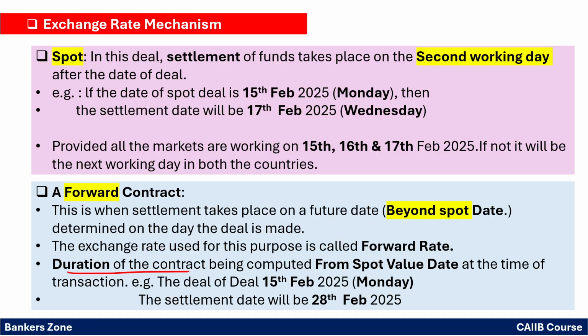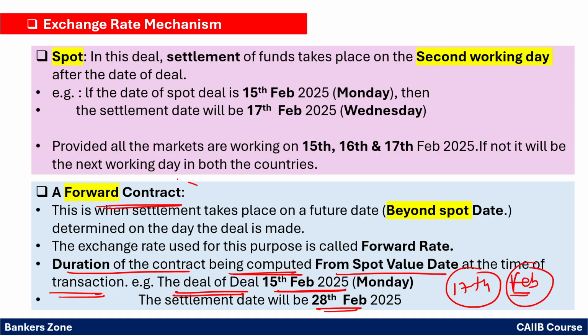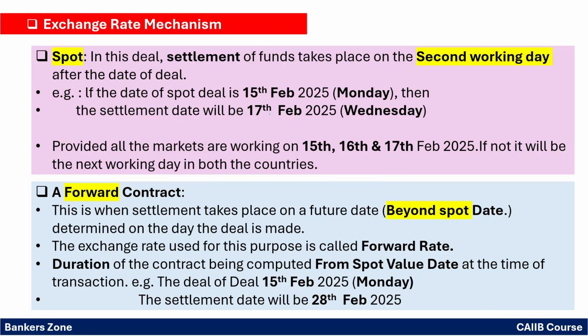Now see, the duration of the contract is computed from the spot value date at the time of transaction. For example, you will get an idea. The date of the deal is say 15th February 2025. Settlement is happening on 20th of February, so it is far off, right? So it is a forward contract. Any day beyond the 17th of Feb will be treated as a forward contract. Beyond the spot is simply the forward contract. Remember, spot means simply the second working day, and forward means beyond the spot, right?